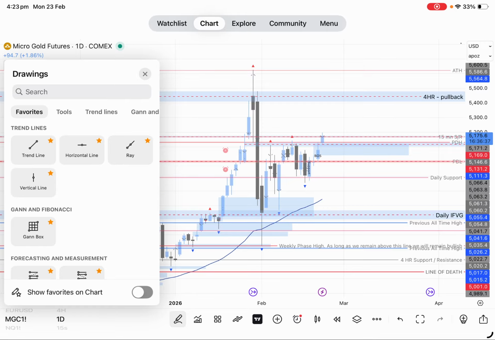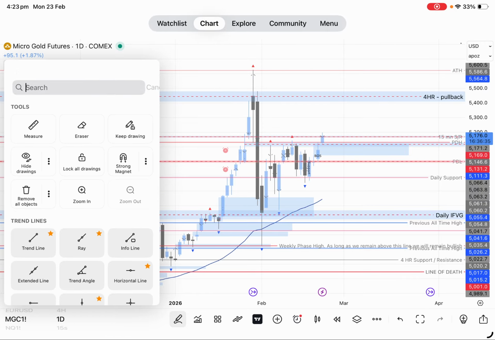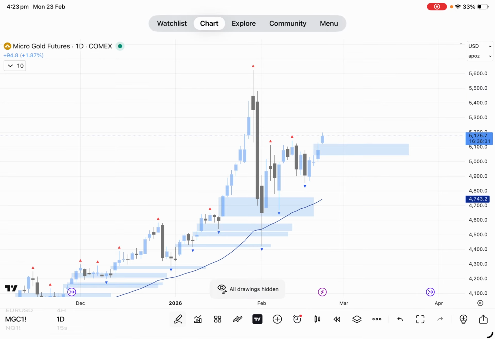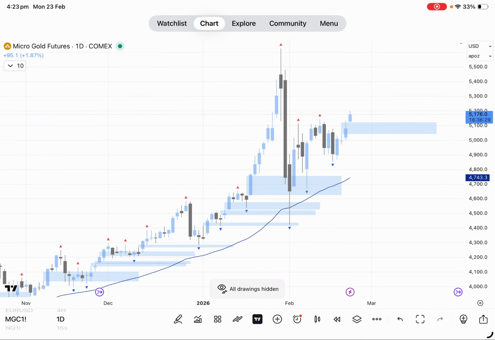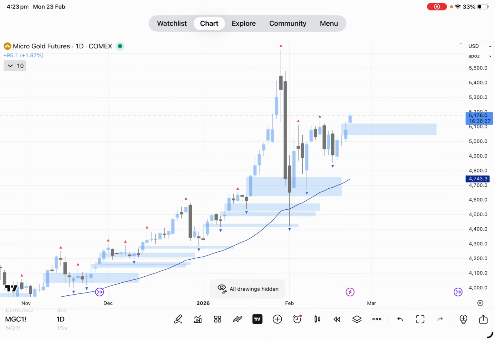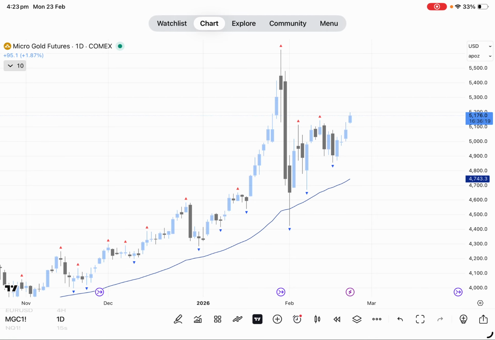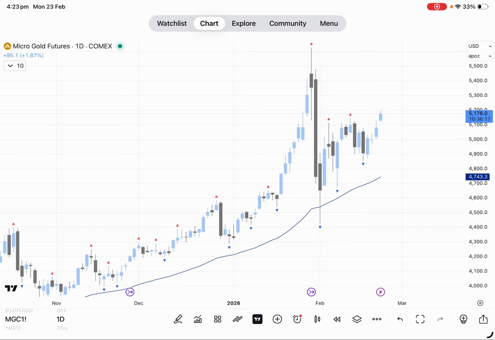But normally what I do is I go into my drawings thing and type in hide, and I'll hide my drawings. So there we can see a nice blank chart. I also have the Lux Algo Fair Value Gap chart indicator on, so I'll turn that off as well so we can see very clearly what's going on.